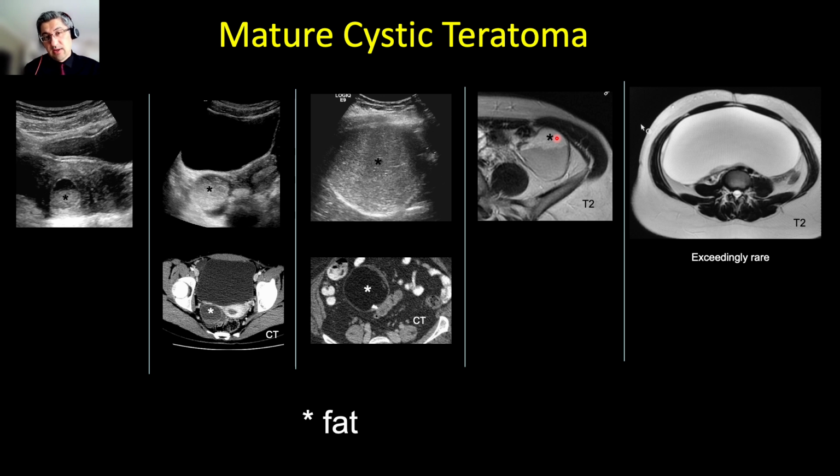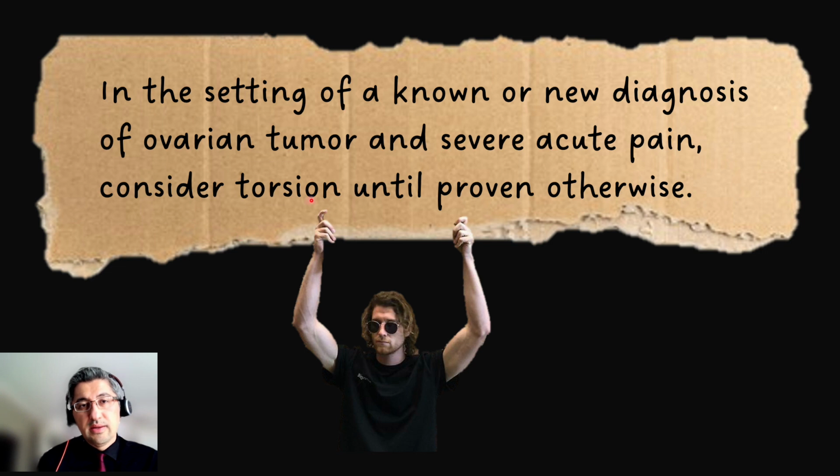And exceedingly rare, exceptionally, we can see a simple cyst presenting as a mature cystic teratoma, but you shouldn't really consider this. This is an exceptional case, just to keep in mind. So, in the setting of a known or new diagnosis of ovarian tumor and severe acute pain, consider torsion until proven otherwise.